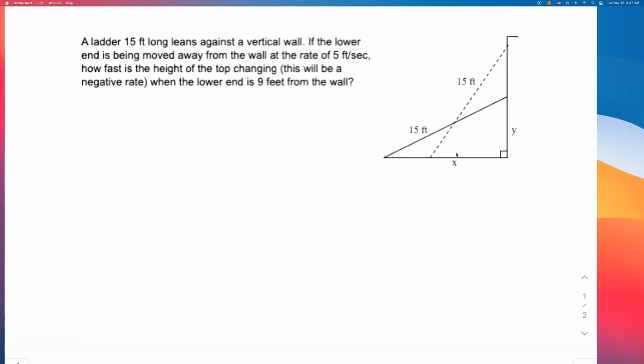If the lower end is being moved away from the wall at the rate of 5 feet per second. So this is changing. What they are saying is dx/dt is 5. The change in x with respect to time t is 5. And what's not changing is that the ladder itself is 15 feet long. Let me use a different color. So this is 15.